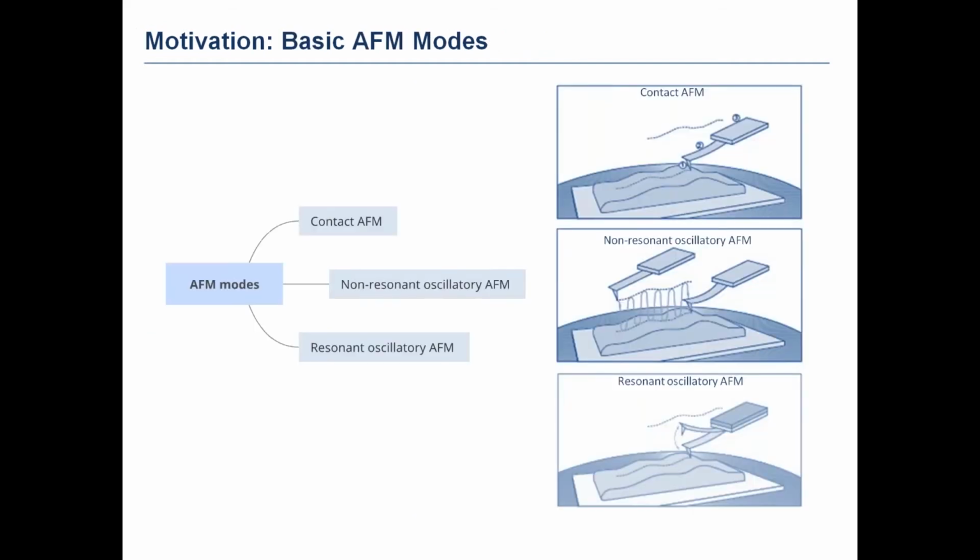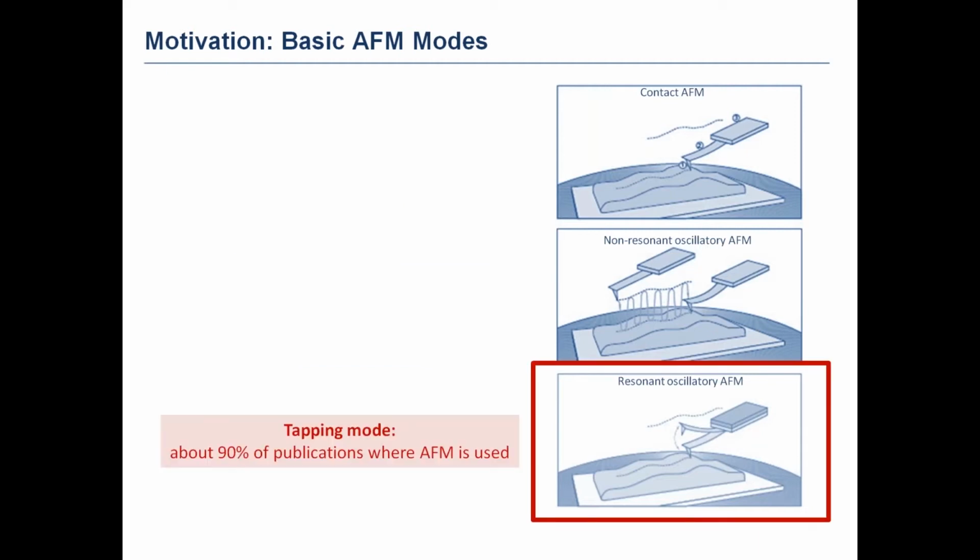Another important point is that within the whole set of AFM modes, more than 90% of publications where AFM is used are made using the most common tapping mode AFM. And according to our own statistics, about 10 to 15% of publications, even in refereed journals, contain AFM images with artifacts that refer to the wrong adjustment of the scanning parameters in tapping mode.